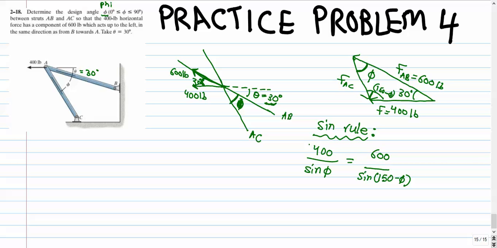Right, so now we have set up our formula, and we can see that in this formula we have only one unknown, that is phi. Alright, so let's just evaluate this equation. So 400 sine of 150 minus phi is equal to 600 sine of phi.